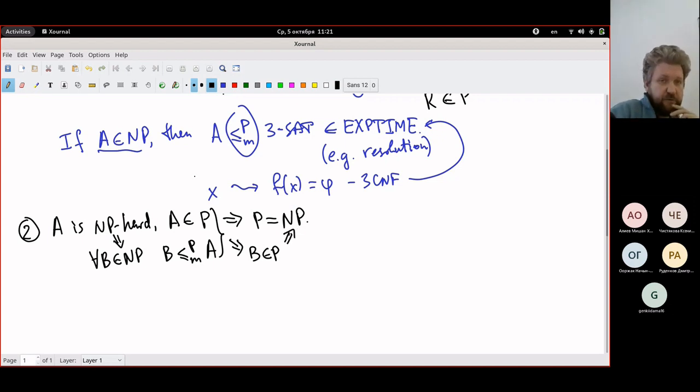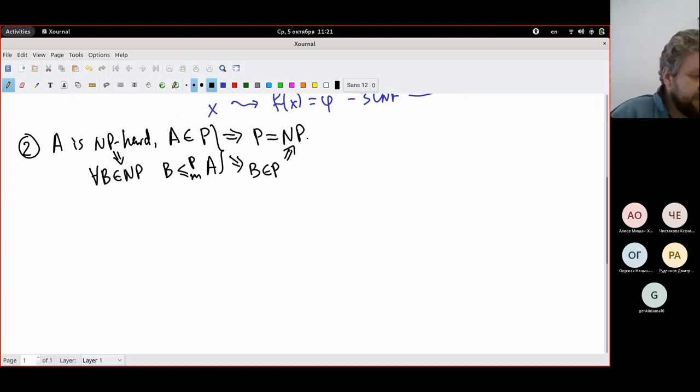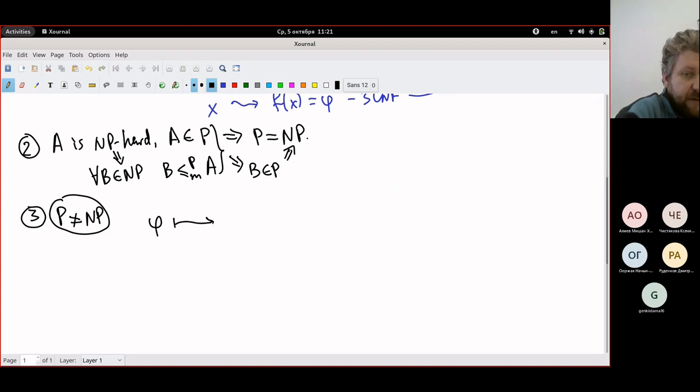Okay, this is problem number two. Now problem number three. P is not equal to NP. It is a presupposition. So could there exist a polynomial time algorithm such that the formula phi is translated in polynomial time to phi prime, which is a DNF?